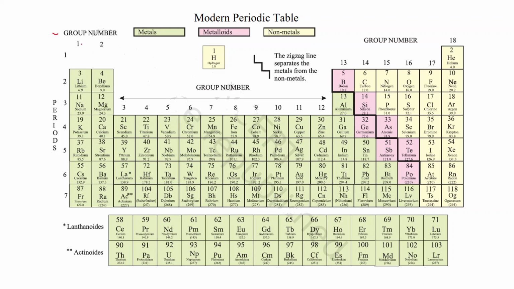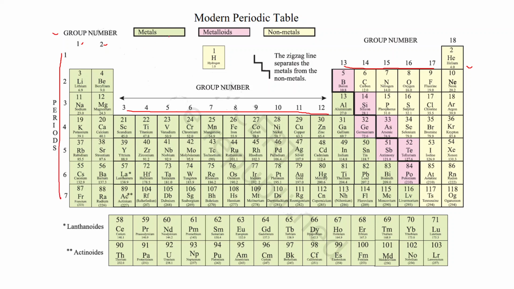These are group numbers. This is 1, 2, this is 3, 4, 5, 6, 7, 8, 9, 10, 11, 12, and 13, 14, 15, 16, 17, and this is the 18th group. And these are the periods 1, 2, 3, 4, 5, 6, 7.